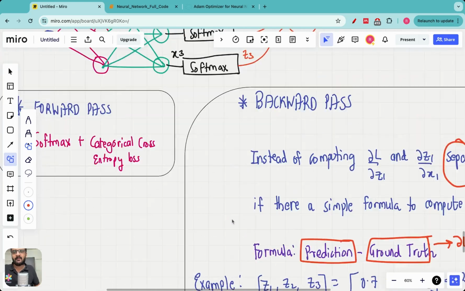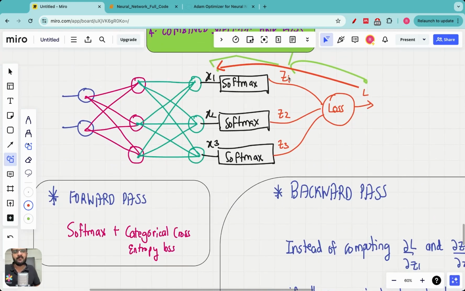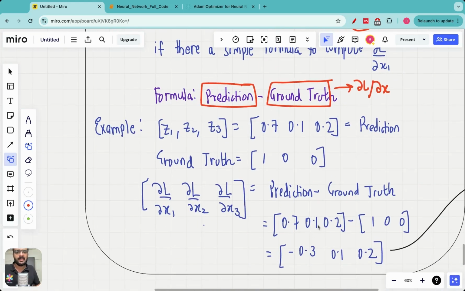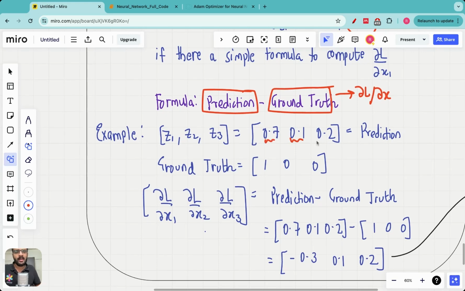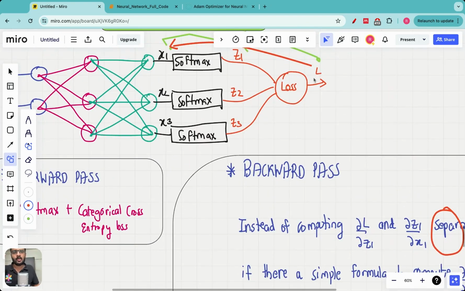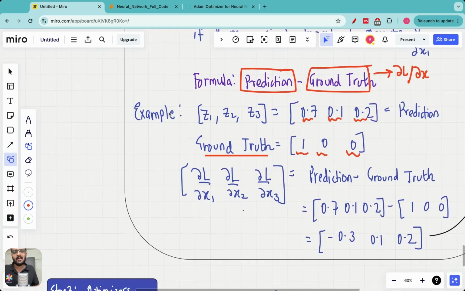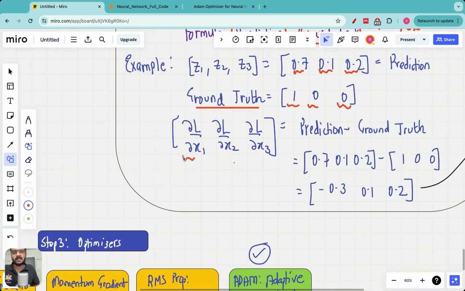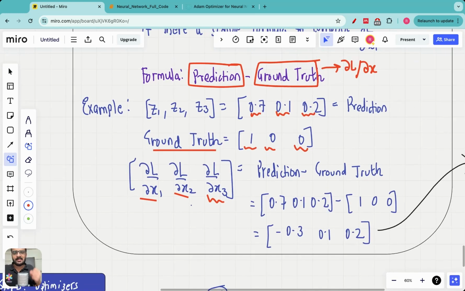So let's say from one batch of data, we have predictions of Z1, Z2 and Z3 as 0.7, 0.1 and 0.2. These are the predictions. And let's say for that input, the true class is red, which means that the ground truth is 1, 0 and 0, and we want to find the partial derivative of the loss with respect to x1, x2 and x3, right? So we need to find the partial derivative of loss with respect to x1, x2, and x3. And the simple formula for that is just prediction minus the ground truth.